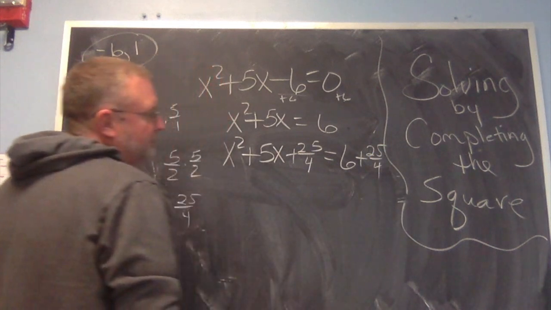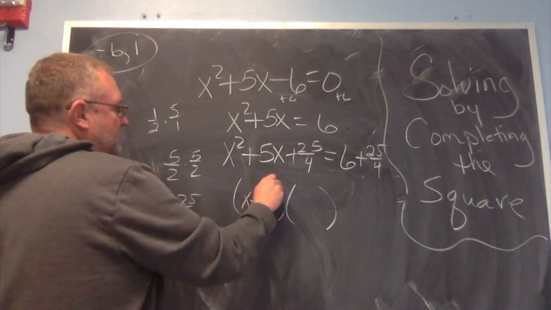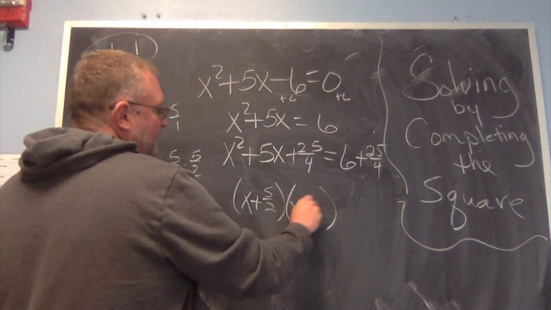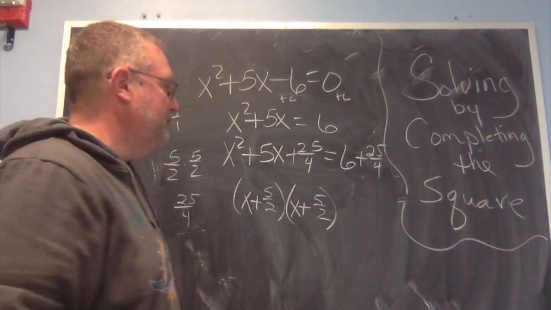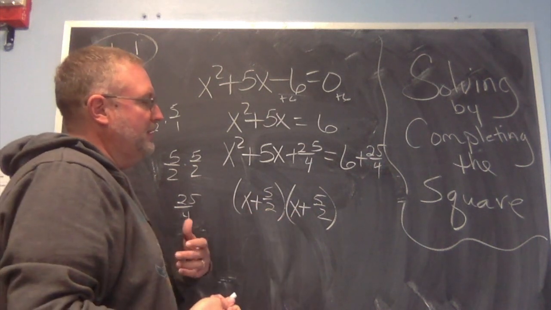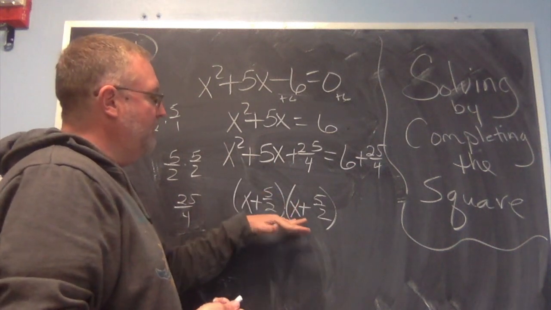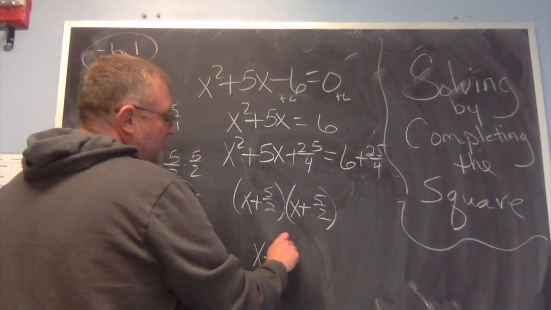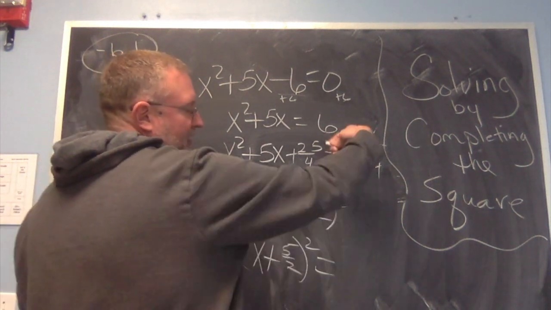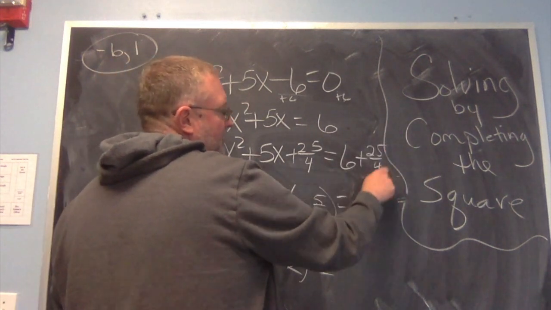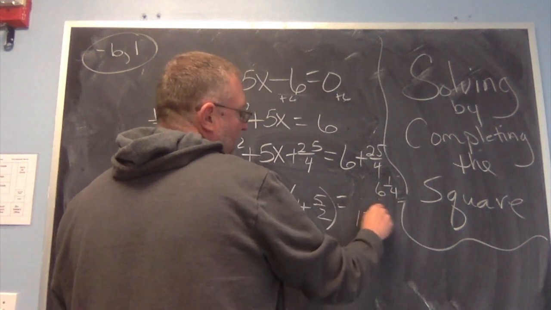25 over 4. Now I know this can be broken down into x plus 5 over 2 and x plus 5 over 2. Because I know that's what I squared to get that. And to prove it, 5 over 2 plus 5 over 2 would be 10 over 2, which is 5. But in any case, I have this, which is x plus 5 over 2 squared. Equals, let's not forget this side over here, 4 goes into 25 6 times, so 6 1/4. 6 plus 6 1/4 would be 12 1/4.